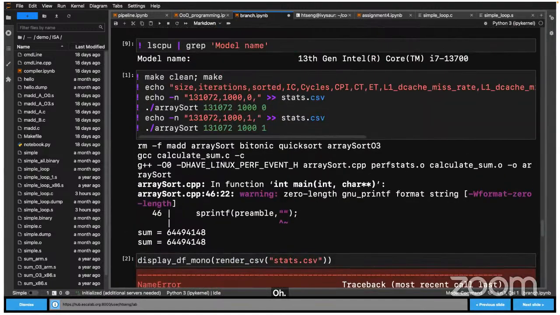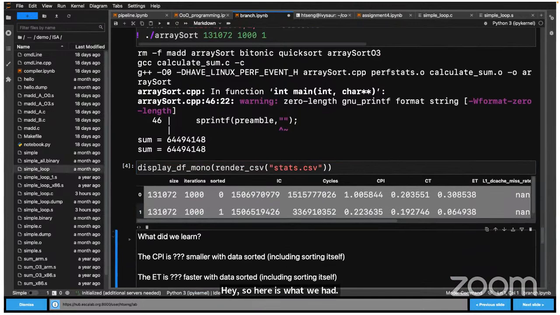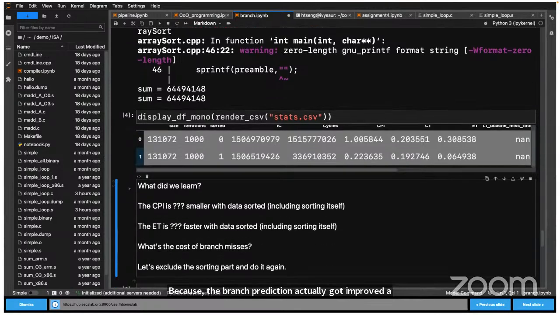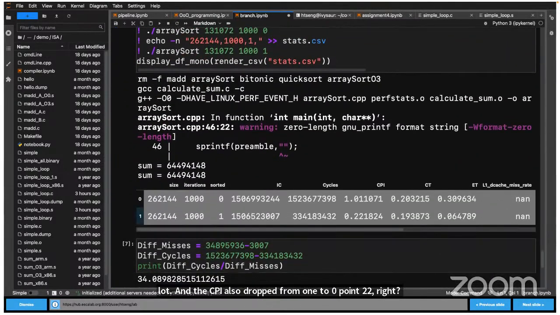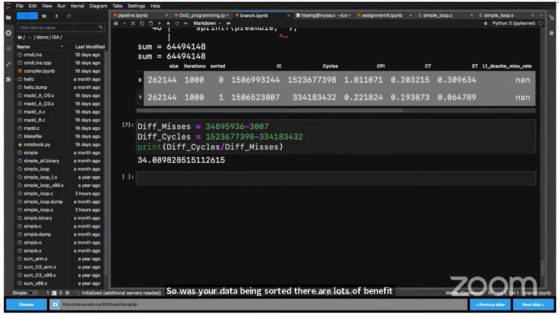Here is what we had. Again, this is the same sort that you will be really familiar with. Without the data being sorted, the execution time is 0.3 seconds. With the data being sorted, the same parameters and the same amount of data, the execution time is only 0.6. If you count the instruction count, that's pretty similar. The number of cycles is a lot fewer because the branch prediction improved a lot. The CPI also dropped from 1 to 0.22. So with your data being sorted, there are lots of benefits. And with that, if you subtract the difference of branch misses and the difference of cycles, right?